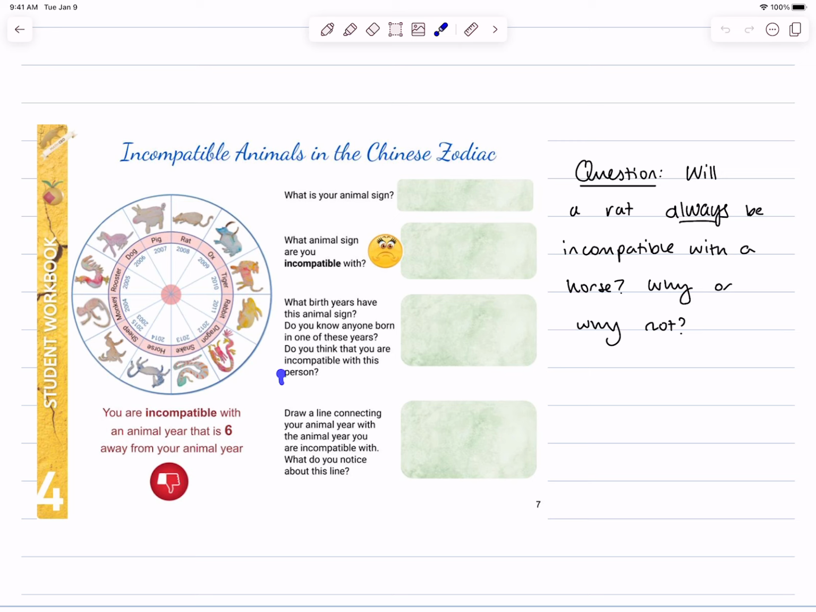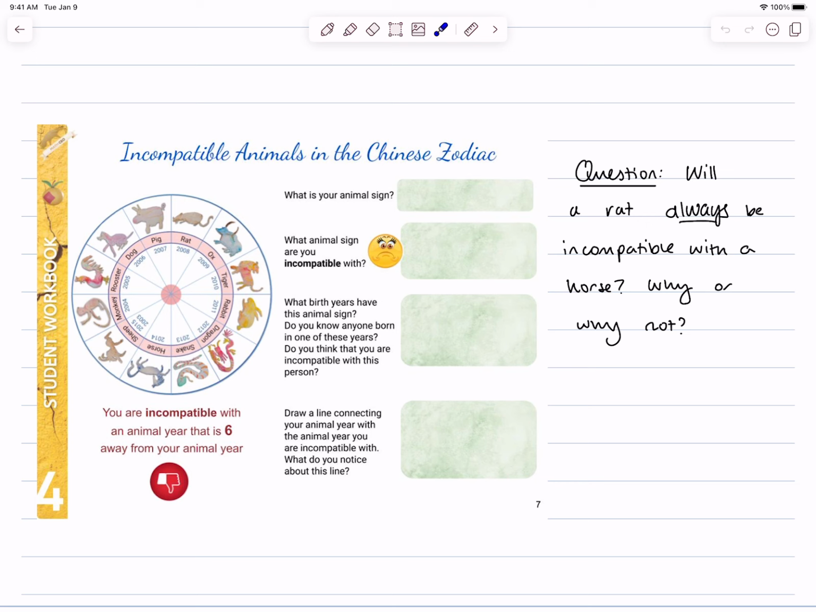And then there are questions about, do you know anyone with these signs? Do you think you're incompatible with them or not? That folds in the question about predetermination versus whether or not these animals really determine your personality and your future and such.